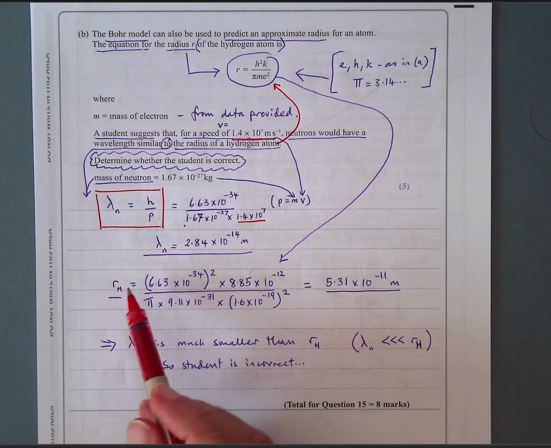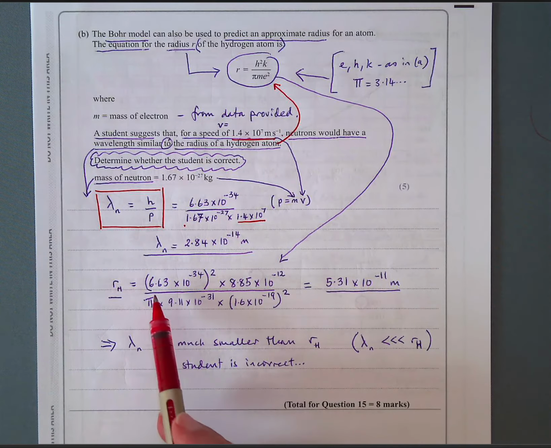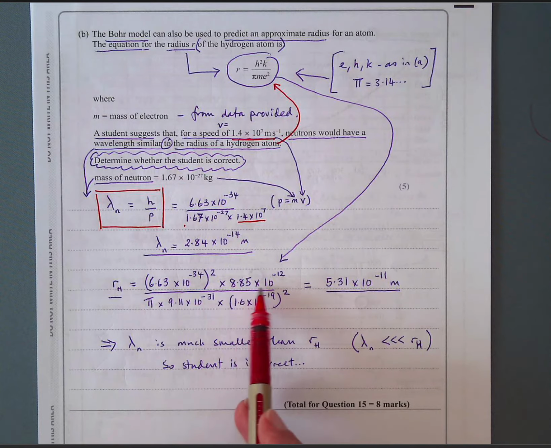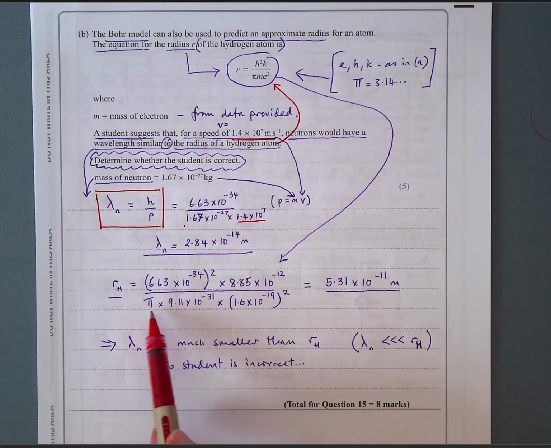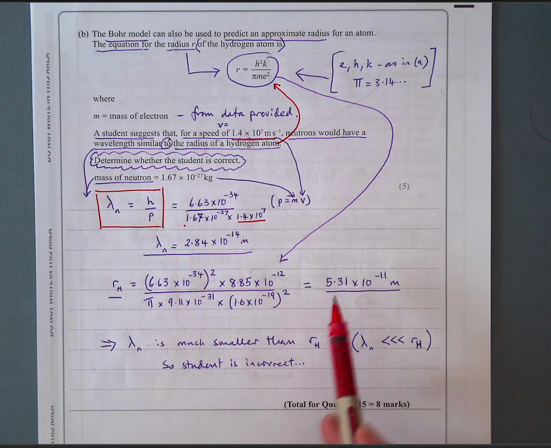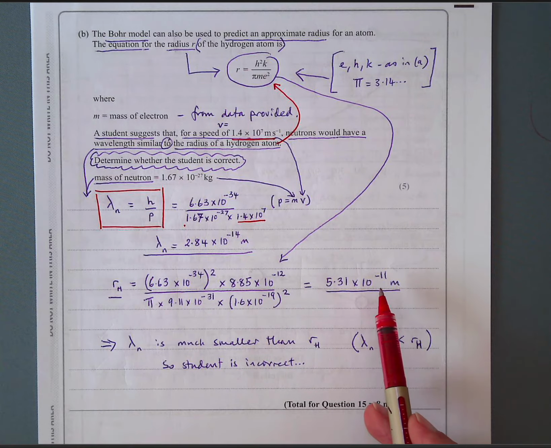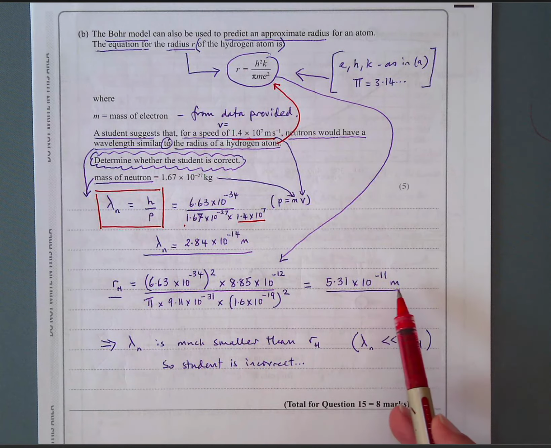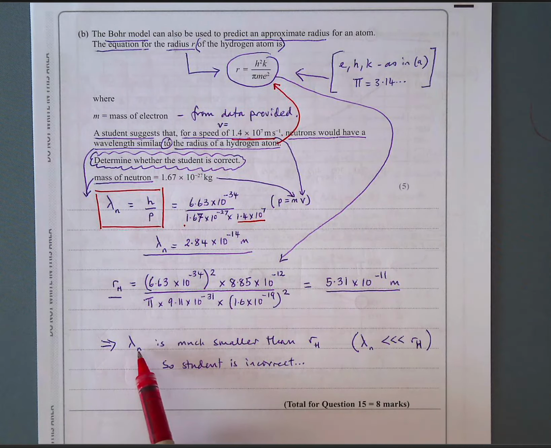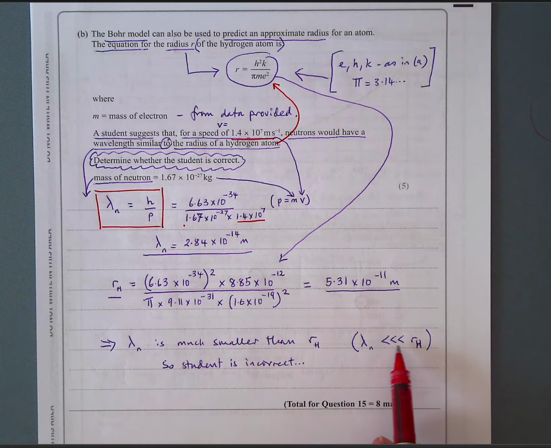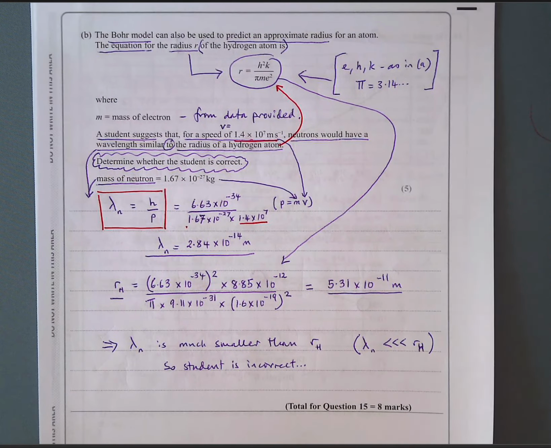Second one is, can you calculate the radius for a hydrogen nucleus using the values given? Again, it's number crunching. I'll let you go through it this time on your own. H squared, K, same K they gave you before, pi, constant, mass of the electron, and again divided by the electron charge squared. When you put all the numbers in, if you do the calculation correctly, it comes to 5.3 times 10 to the minus 11. Well, you can see this is 10 to the minus 14, this is 10 to the minus 11. The wavelength for the neutron is much smaller than the hydrogen radius. Okay, so the student is incorrect. So I put lambda n is much smaller than the radius for hydrogen, and that takes us to the end of question 15.